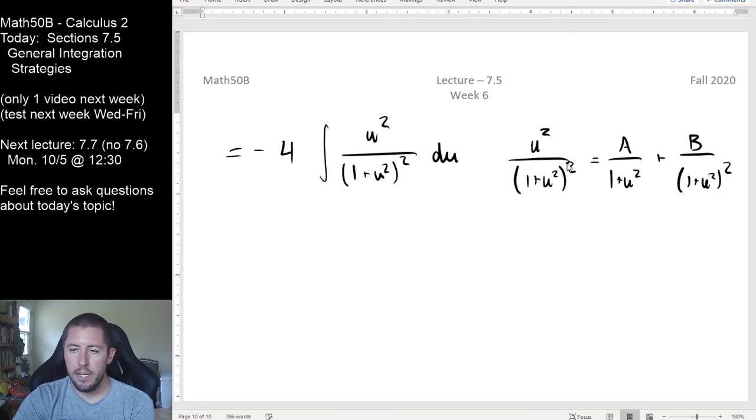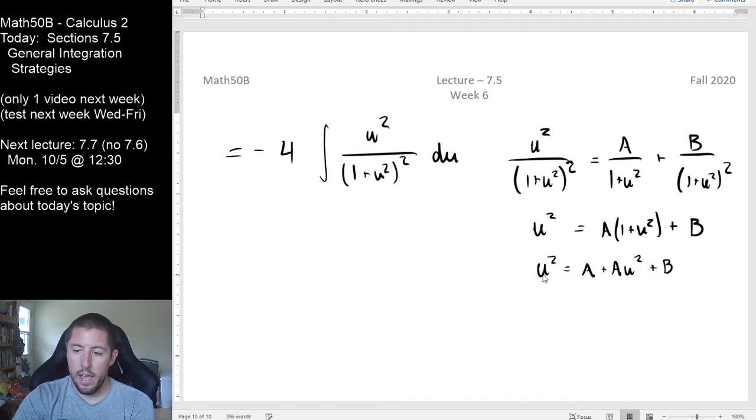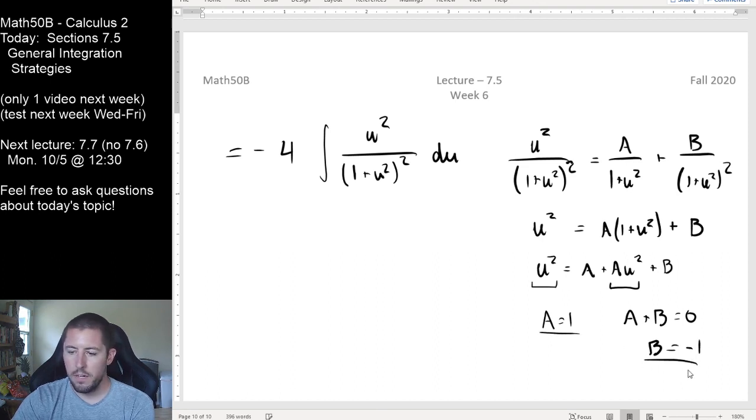I'm going to multiply by the entire denominator, and that's going to leave me with u squared equals a times (1 plus u squared), because we only had one copy that canceled, so the other copy survived to multiply by a. This denominator is identical to the other denominator, so we just get b. Right away, I can see that a has to be 1. And if a is 1, I can also see that a plus b is 0, and therefore b is negative 1.